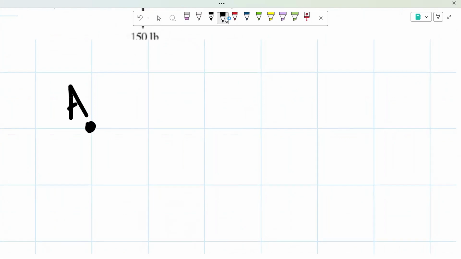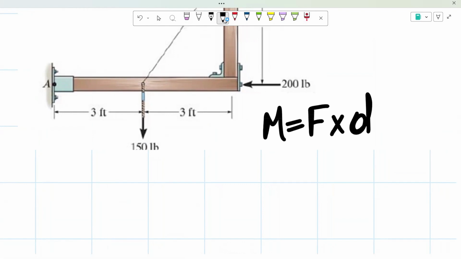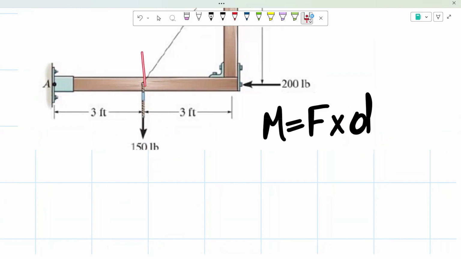So we have 150 pounds. If you guys could remember, moment is equal to the force times the distance. We know our force. The only thing that's missing now is our distance. As you can see, since this is a vertical force, that means it has to align vertically with that axis of the point. So that means our distance is going to be this right here, which we know is 3 feet.